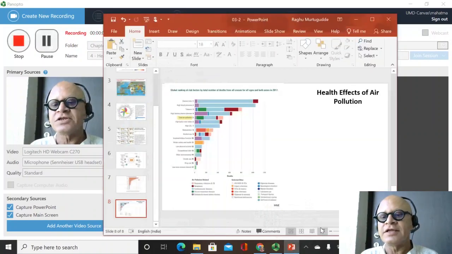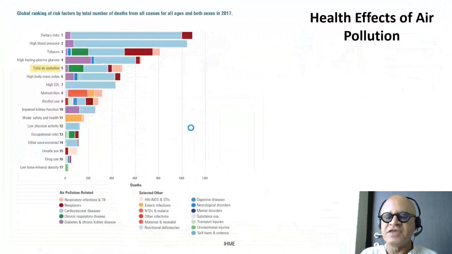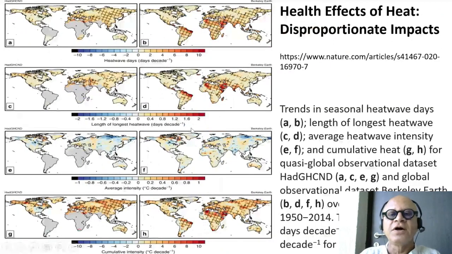Okay, so let's start adding a little bit of details in terms of specific climate stressors. Let's start with heat waves and move to air pollution and so on. So this is showing trends in seasonal heat waves and length of the longest heat wave, average intensity and cumulative intensity.